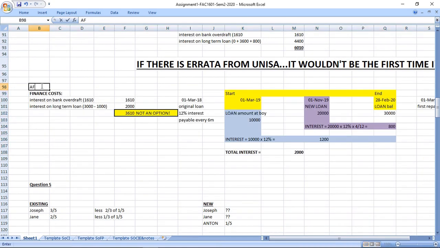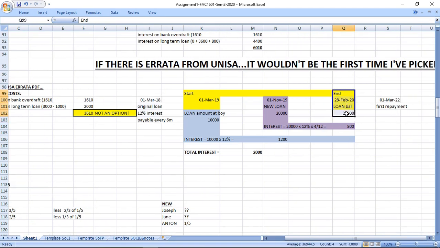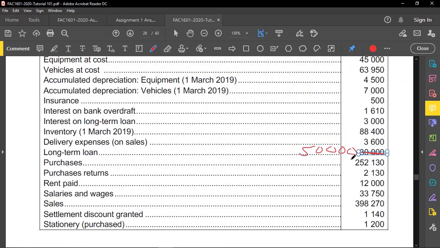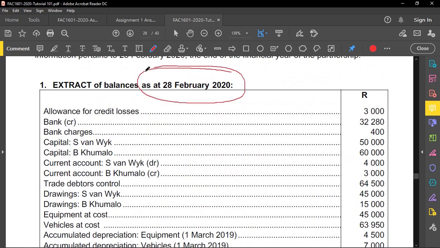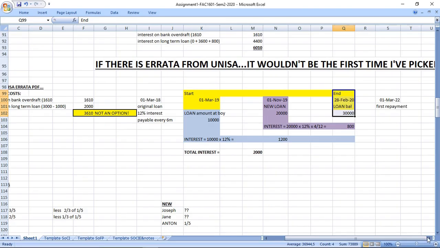Okay, so after Unisa errata PDF. Okay, this is what we're going to look at. So finance costs obviously will include the interest on the bank overdraft, so that will stay the same. Nothing will happen there. The interest on the loan will change. The original loan amount would have been 50,000, okay, as the balance at the end of the period. Let's just check that. Okay, if you go to your question, you'll see 50,000 is going to be replacing the balance that we had at 28 Feb.